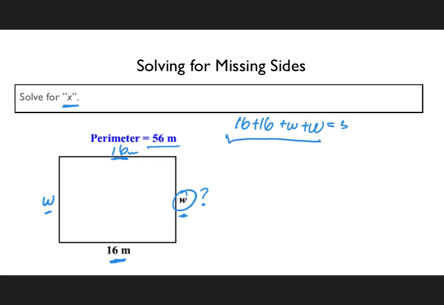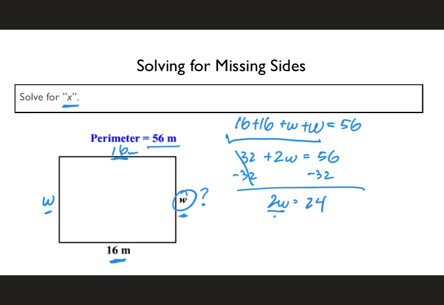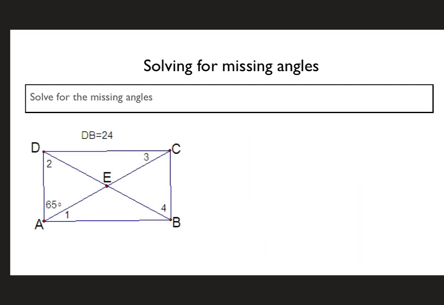That equals 56. When I combine like terms, I get 32 plus 2W equals 56. Subtract 32 from both sides. I get 2W equals 24. If I divide both sides by 2, I get W equals 12. This answer makes sense. And so we could use what we know about parallelograms and rectangles to solve for missing sides. We've done some of this work with parallelograms already.